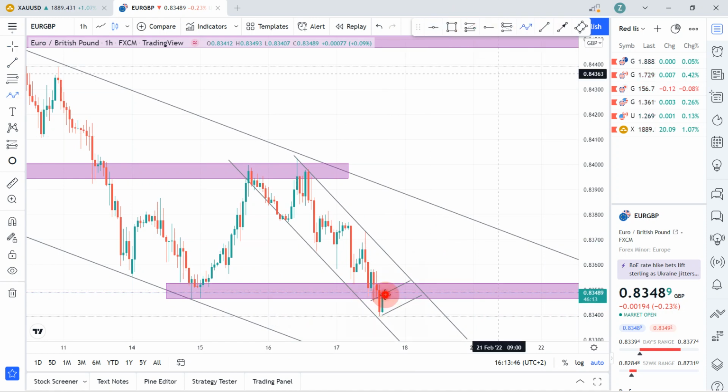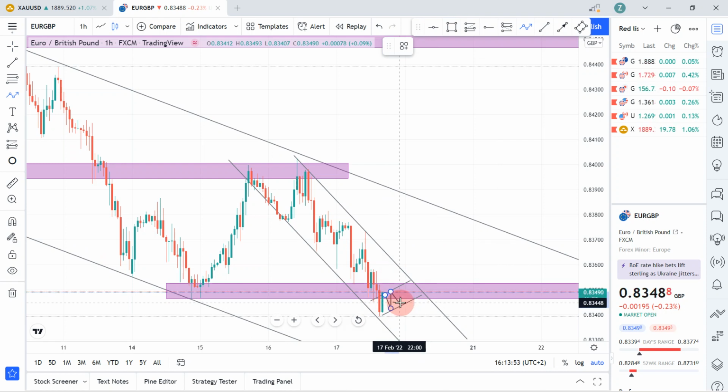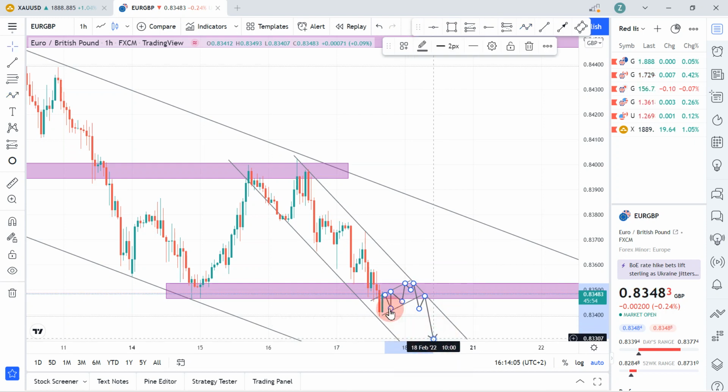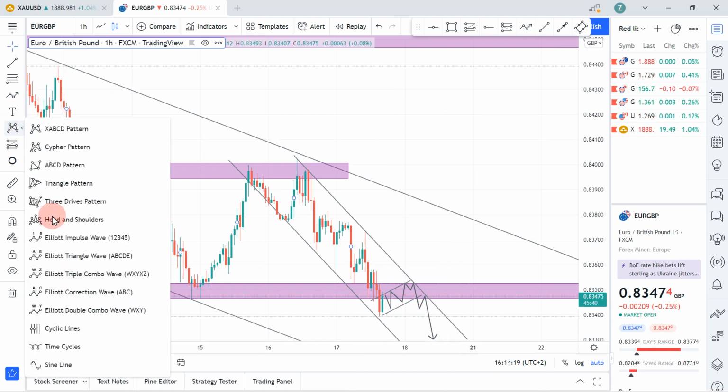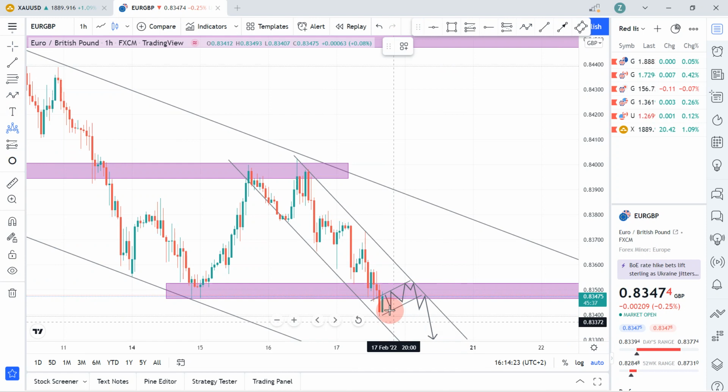And I would want the market to keep consolidating, play around, and then form for me either a double top or a head and shoulder. Any of the two reversal type patterns. So as you can see, this is my head and shoulders here. So this is my head and shoulder.